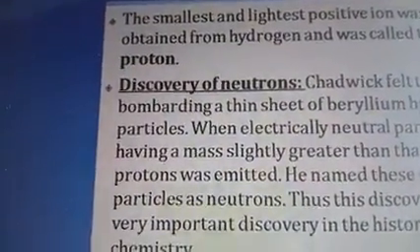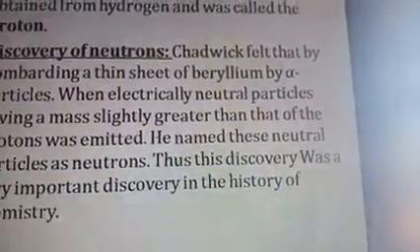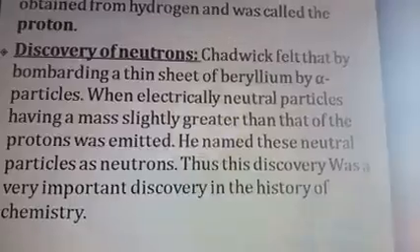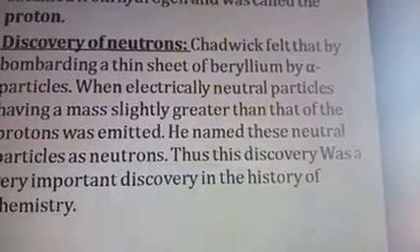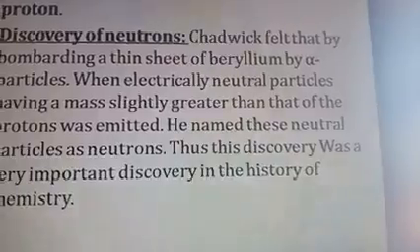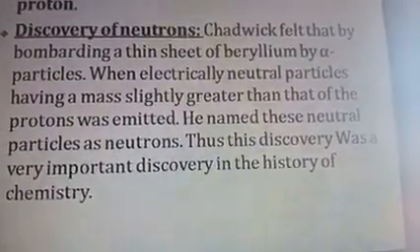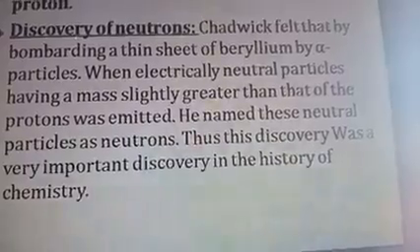And later on, Chadwick produced the neutral particle by bombarding a beryllium sheet with alpha particles. In that case, he got a neutral particle having a mass slightly larger than the proton, and he gave it the name neutron. So this is about the discovery of these subatomic particles.